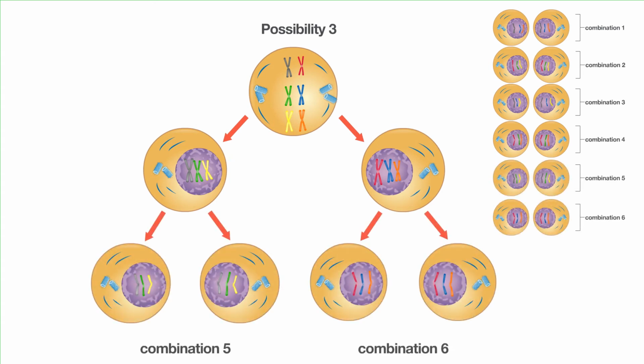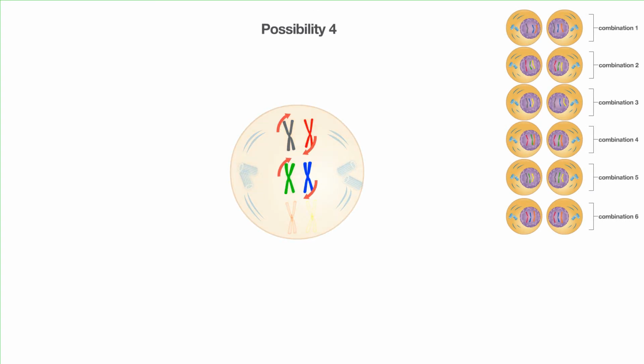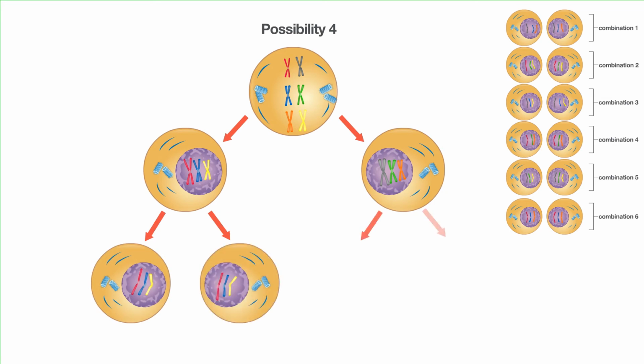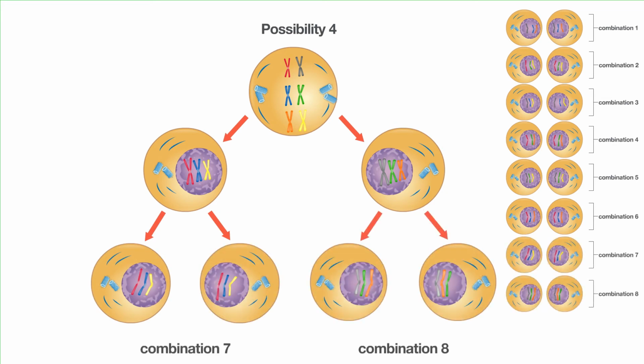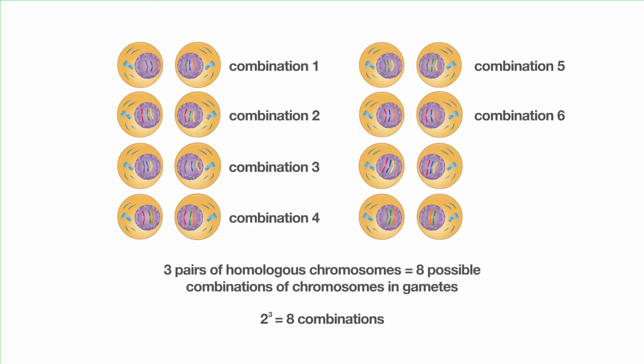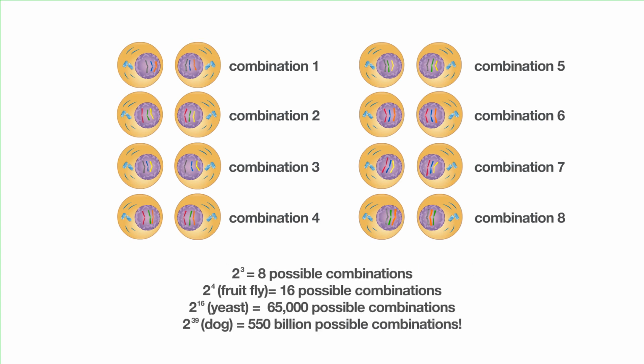A formula can be used to determine the number of possible chromosome combinations: 2^n, where n is the number of pairs of homologous chromosomes. As you can see, the more chromosomes there are in a cell, the more possible combinations of chromosomes there are. For this reason, independent assortment during meiosis is a major contributor to genetic variation.